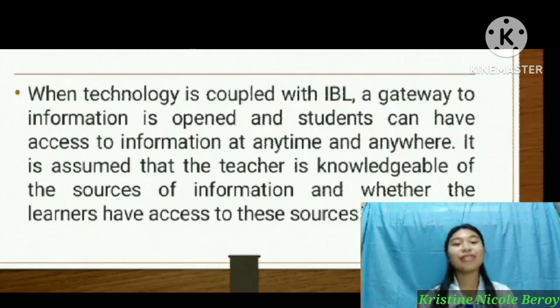It is assumed that the teacher is knowledgeable of the sources of information and whether the learners have access to these sources. The teacher is also knowledgeable enough to know if the answers are in the right source or the students are just copying and relying on the whole information inside their sources without enhancing it.